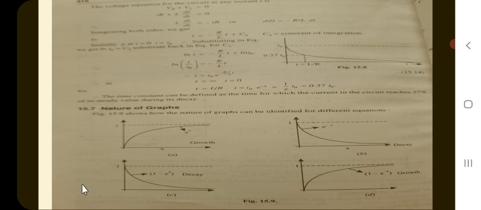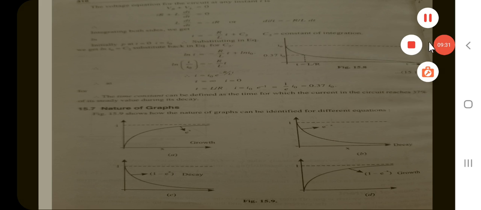Now these are some graphs of x versus current I. This is e to the power x, that is growth. This is decay, that is e to the power minus x. This is decay, 1 minus e to the power x, and this is 1 minus e to the power minus x, which is a growth. Now this is growth and decay in LR circuit.